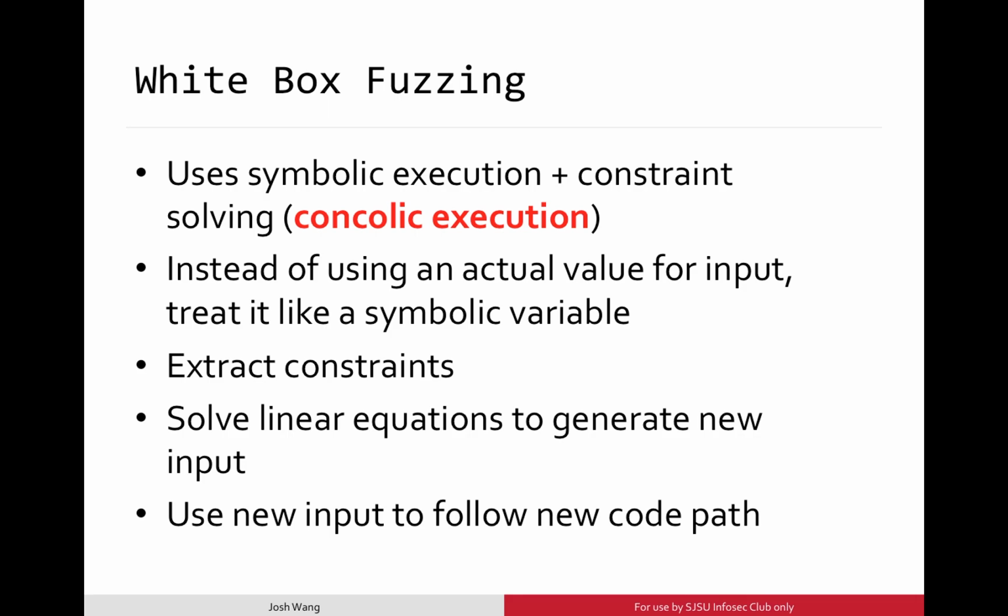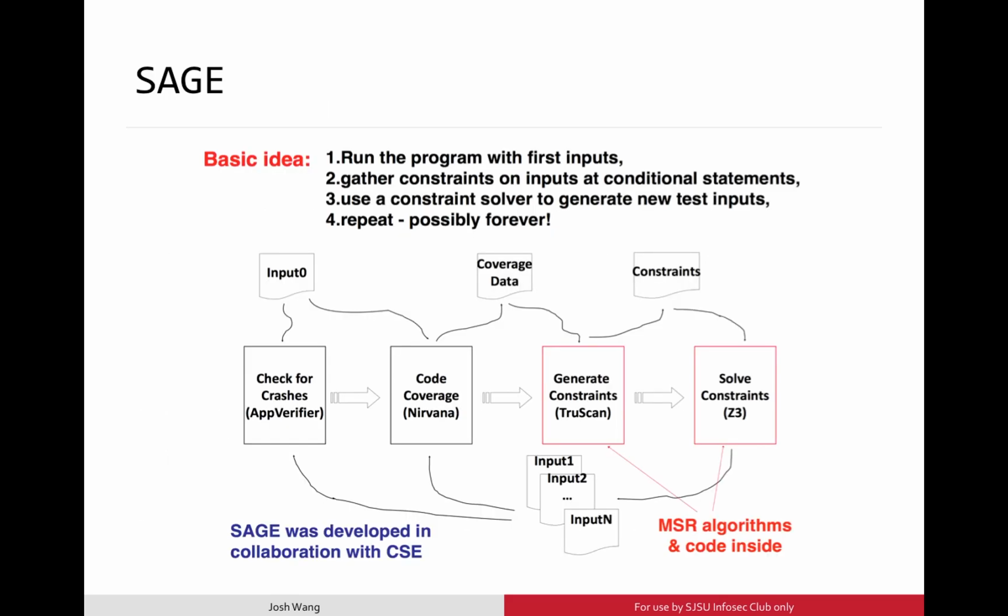In contrast, white box fuzzing generates input intelligently, like we mentioned before. None of this should be new. I think we already talked about all this. It's just concolic execution. Sage is an example of a concolic execution tool. It was developed by Microsoft, and it's actually exclusive to Microsoft Research Center, so it's not open source and it's not publicly available. But basically it's a framework.